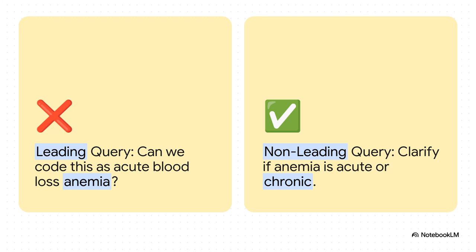For example, regarding MDC 16 blood disorders, if a patient's hemoglobin suddenly drops, you cannot send a leading query asking, "Hey, can we code this as acute blood loss anemia?" No way! That is a massive compliance red flag. Instead, you have to use a non-leading query, something like, "Can you clarify if the anemia is acute, chronic, or due to a nutritional deficiency?"